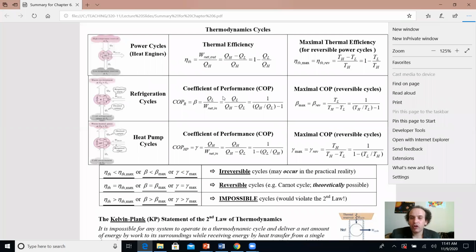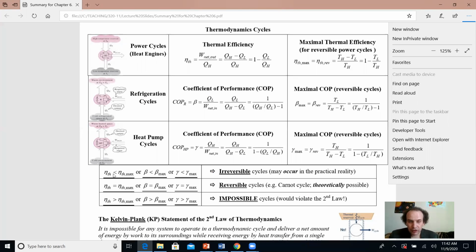Here is the coefficient of performance. Here is the maximal coefficient of performance. Here is for the heat pump. Here is for the refrigeration cycle. And then how can you make your analysis? You look here, find your efficiency, and compare.